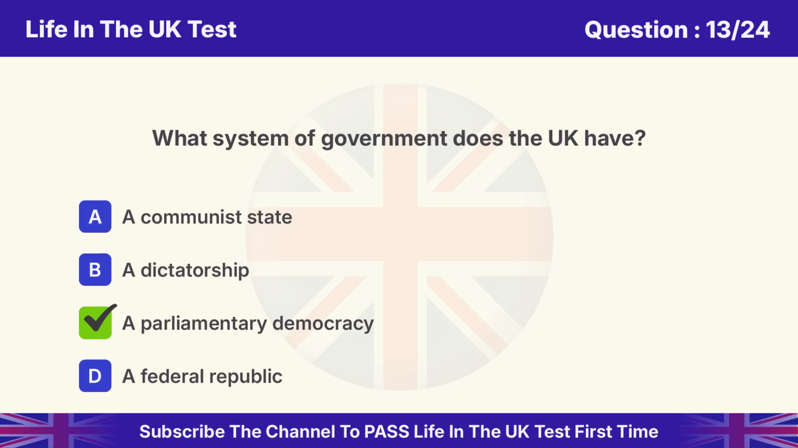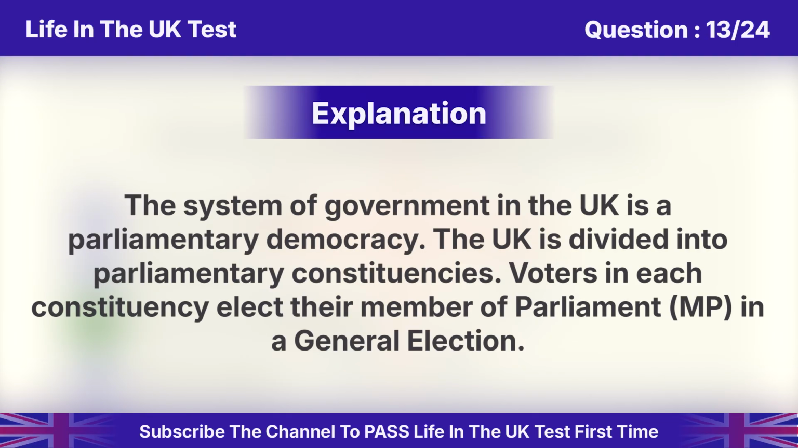Answer is C, a parliamentary democracy. The system of government in the UK is a parliamentary democracy. The UK is divided into parliamentary constituencies. Voters in each constituency elect their Member of Parliament, MP, in a general election.